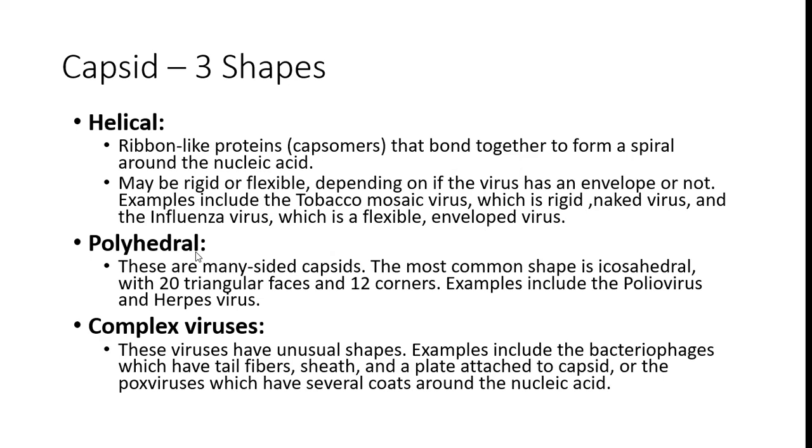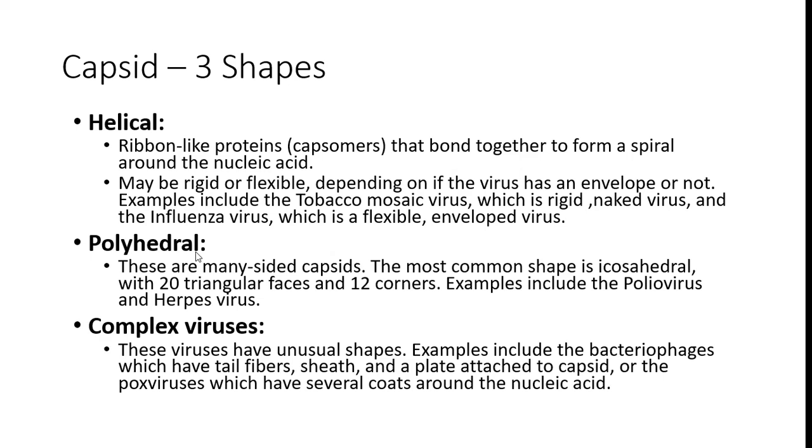Now the polyhedral is a geometric shape for a polyhedron, and that's going to have 20 facets or sides and 12 corners. So this is almost like a diamond shape, if you can think of that. And so polyhedrals, that's going to be like a herpes virus and polio virus. They belong to this category.